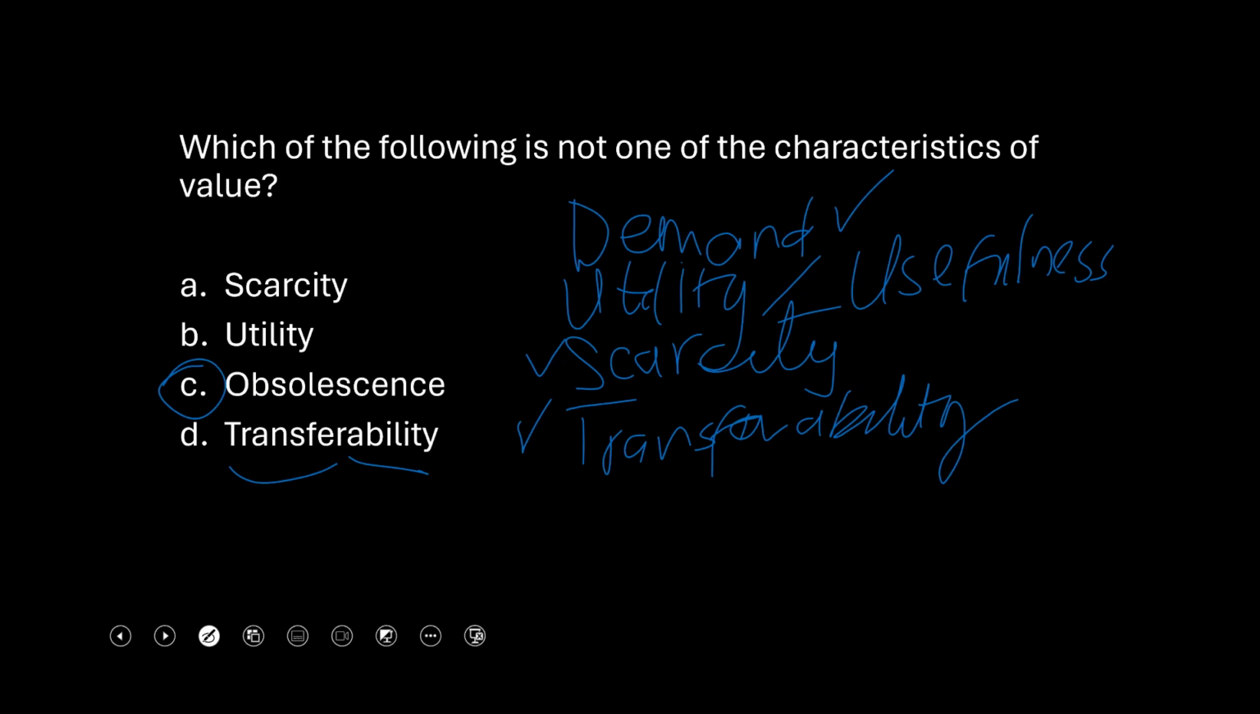So these are the four characteristics of value. And then obsolescence, this is in the cost approach where we talk about depreciation. So obsolescence essentially is the process of becoming obsolete. Okay, so functional obsolescence and economic obsolescence are two that we talk about in cost approach. So answer is C. Next question.